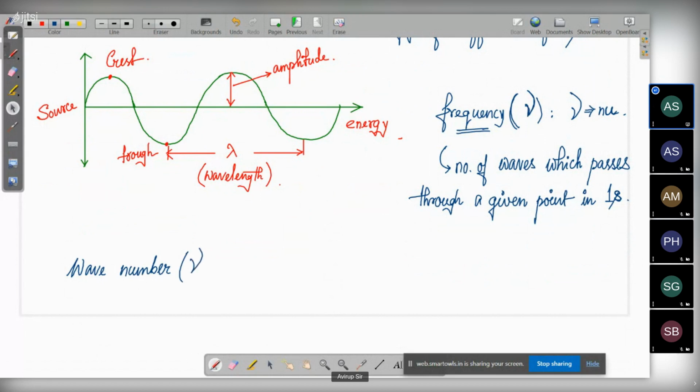Wave number is denoted by nu bar. Wave number is basically the reciprocal of wavelength.